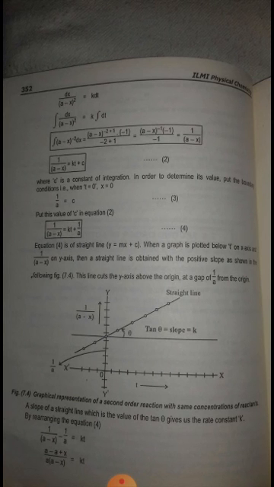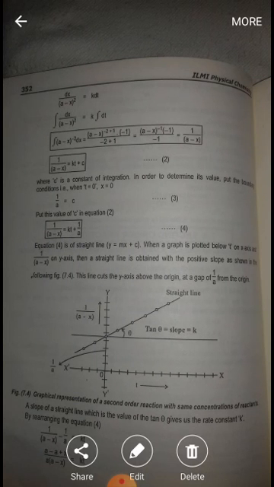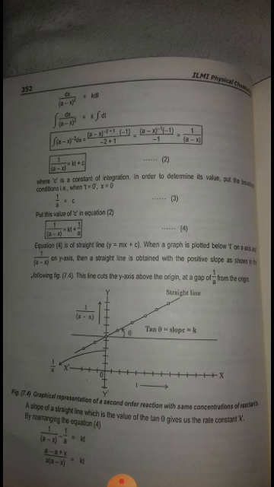Now we have to find this integration constant. For this we put in the initial boundary condition: when time is equal to 0, product x is equal to 0. As a result you can see that c is equal to 1 over a. So put the value of c in equation 2 and the equation will be 1 over a minus x is equal to kt plus 1 over a.